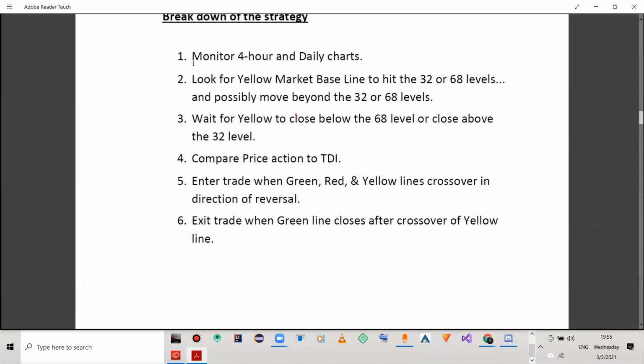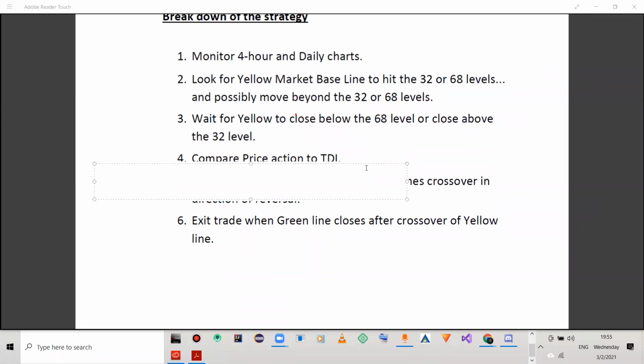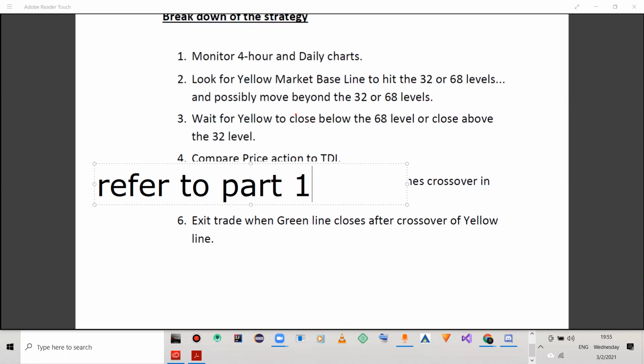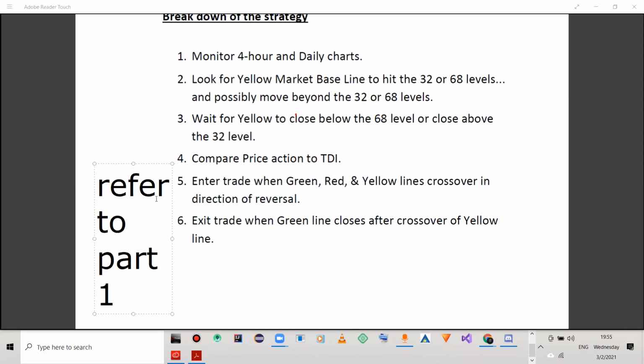So this is, let me take note on it so that you know what I'm talking about. Refer to part one. Refer to part one.